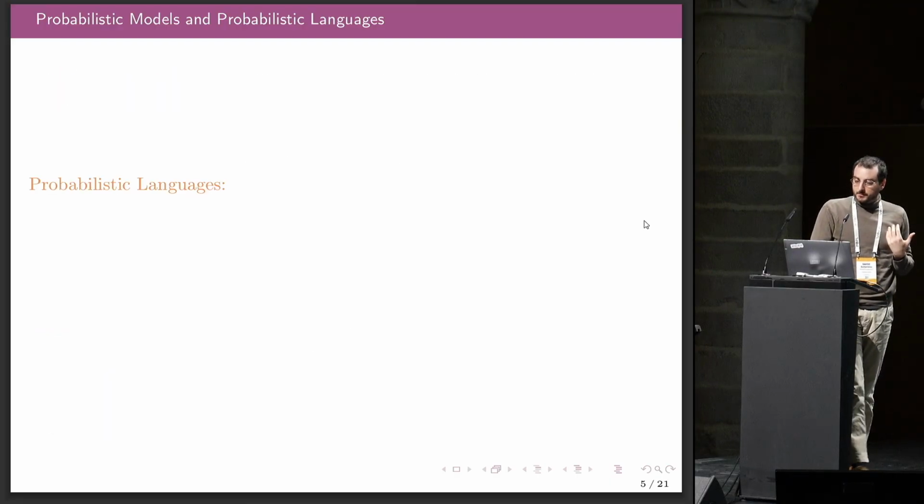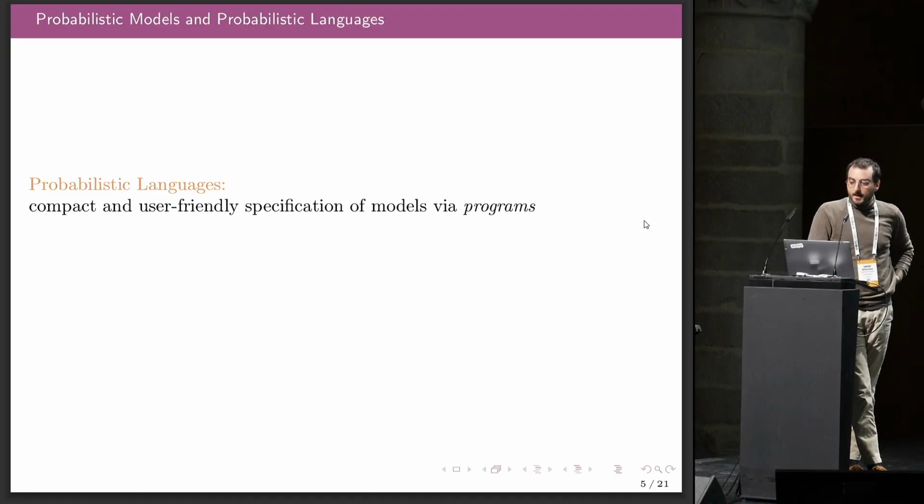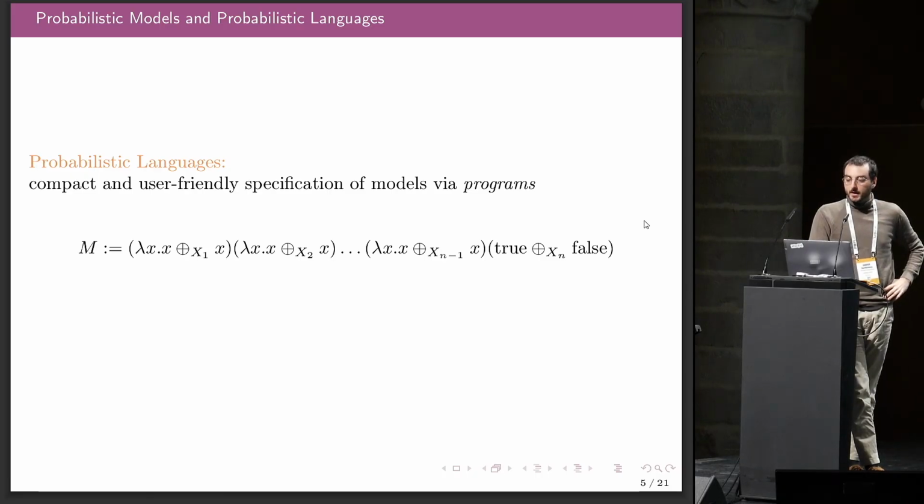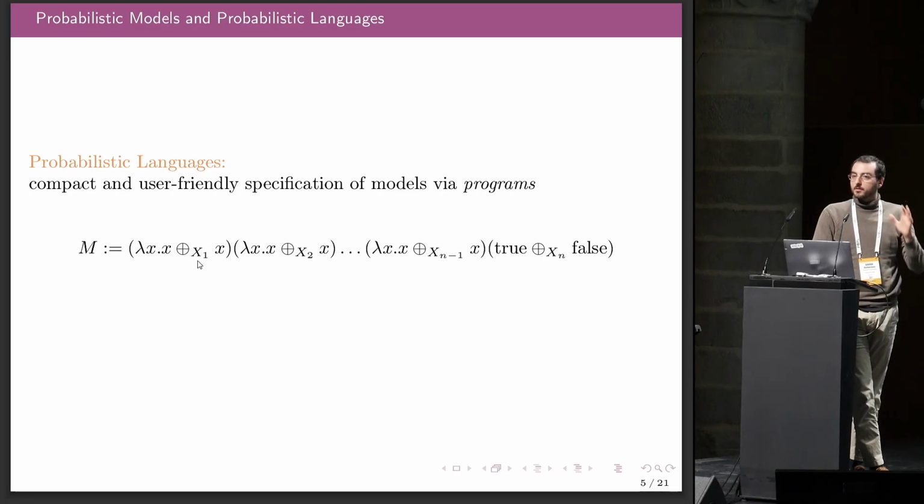Now, on the side of programming languages, we can of course also specify models via programs. For example, let's take this program here. You can see there are some booleans, there are some lambdas, so this is based on the Lambda-Calculus, so we consider a higher-order functional language. And this plus with the subscript is the only probabilistic feature of the language. It's a very simple one. It's just a biased coin tossing. So it goes left with probability x and goes right with the complementary probability, 1 minus x.